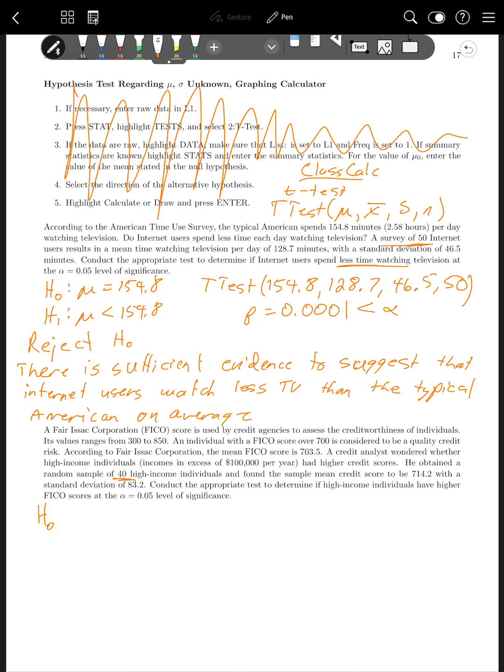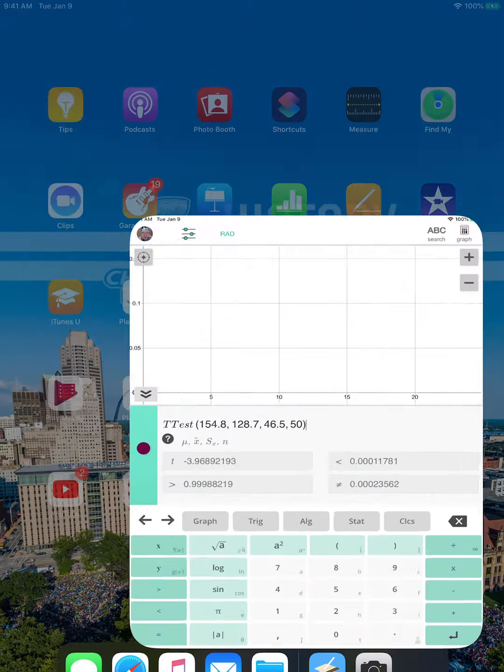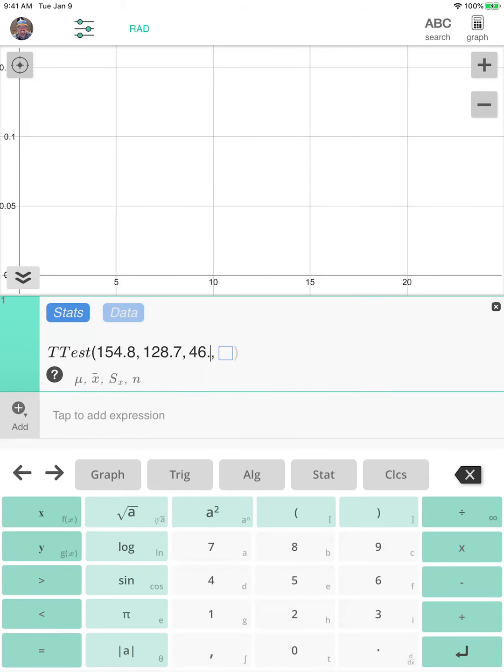So we're going to do H naught: mu equals the population mean, which is 703.5. And then H1 is mu greater than 703.5, because he wants to know if they have higher credit scores. So then we can do a t-test. And we're going to put in the mu, the population mean, which is 703.5, the sample mean, x bar, which is 714.2, the sample standard deviation, and the sample size. So we can just put that into the one we already have here.